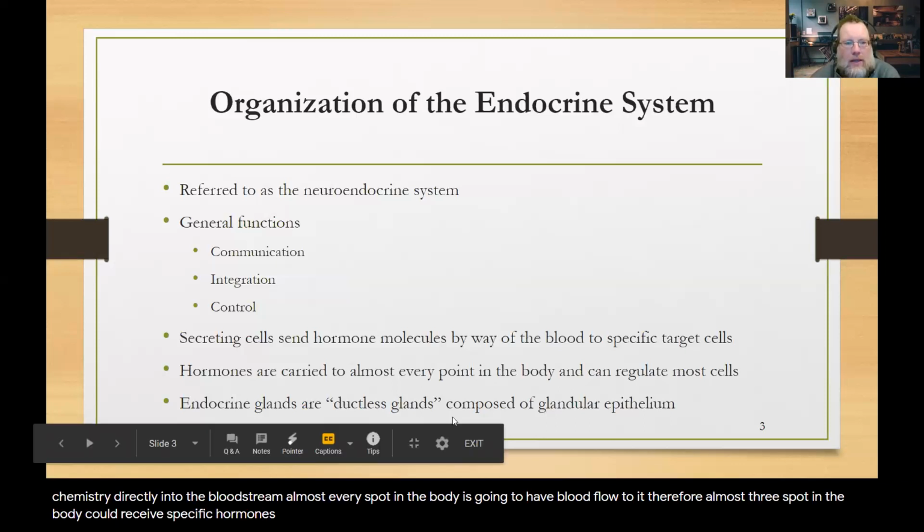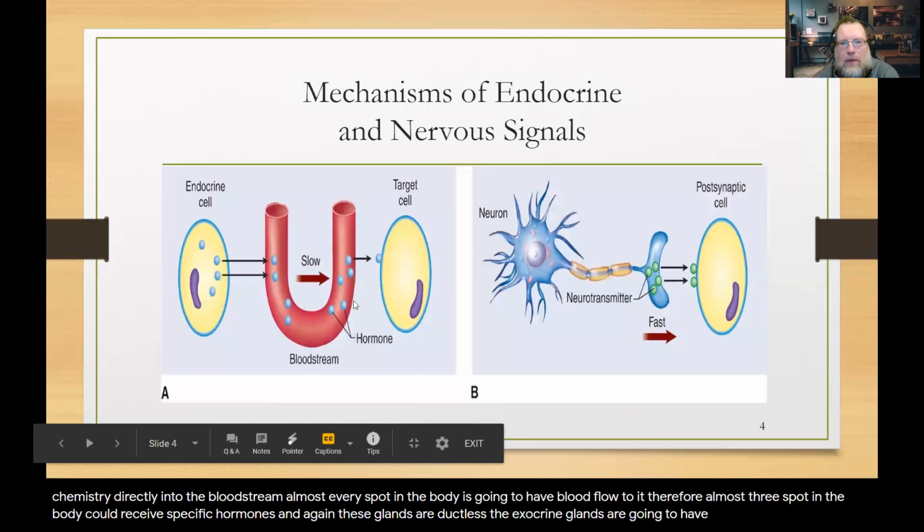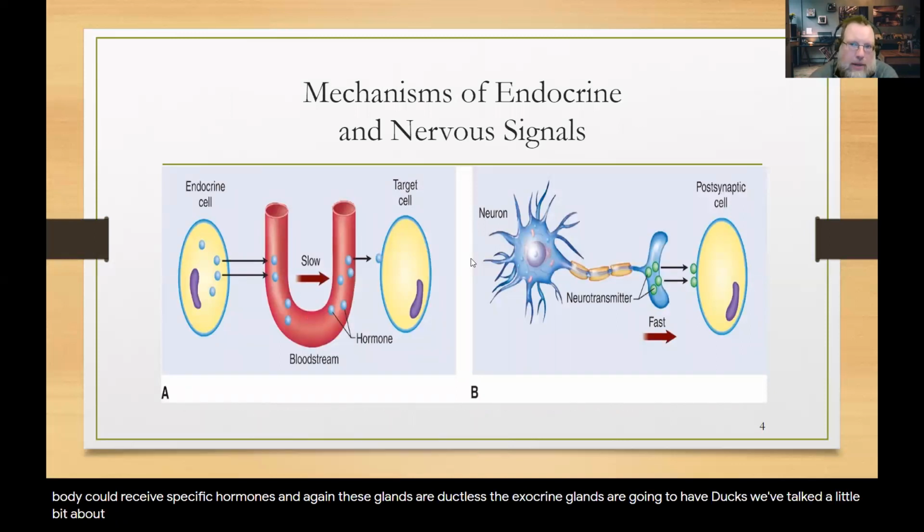And again, these glands are ductless. The exocrine glands are going to have ducts. We've talked a little bit about exocrine glands in the past, like sweat glands, oil glands, earwax glands. Some of our digestive enzymes are going to be secreted by exocrine glands. So we'll see that in later chapters.